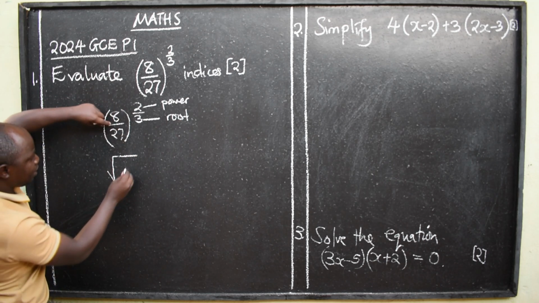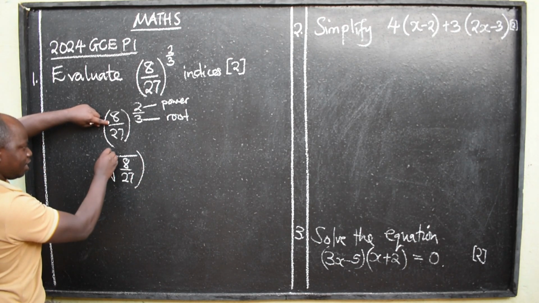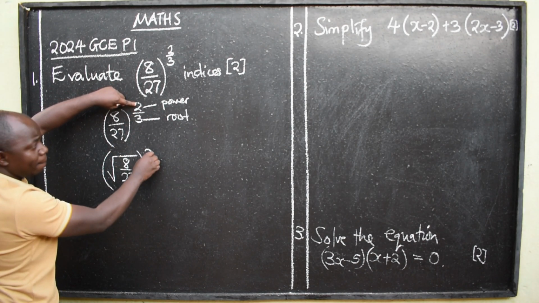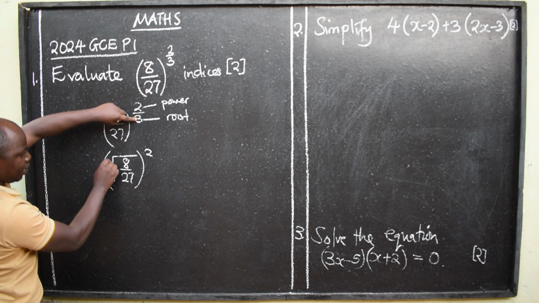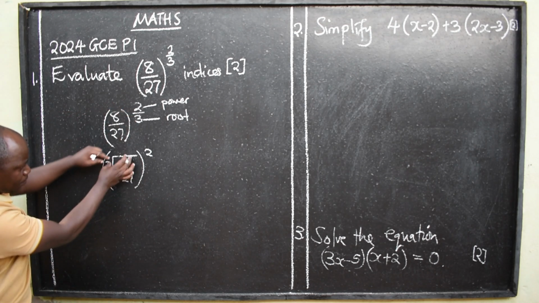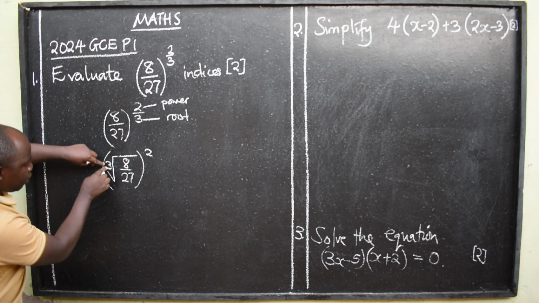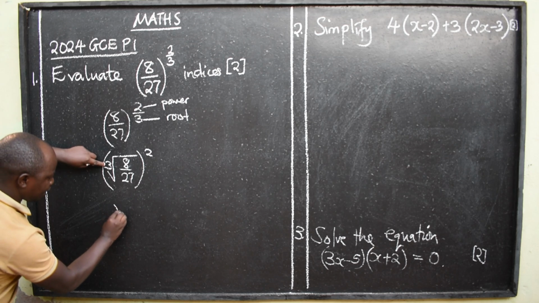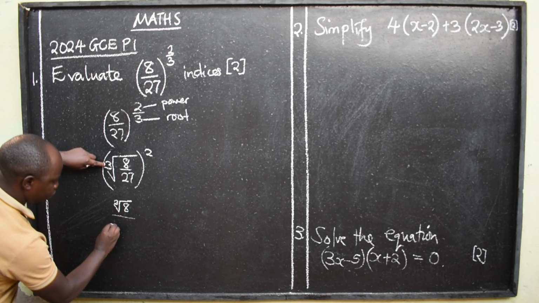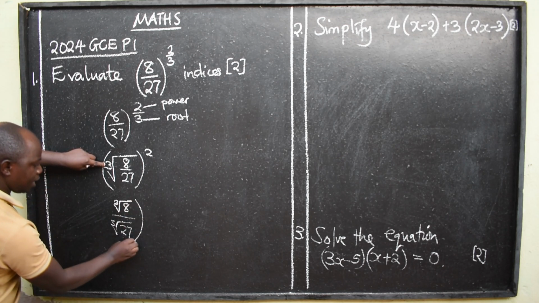Inside you write 8 over 27. Put everything in brackets. What is the power? 2. Put the 2 here. The root is 3. Put it inside here. That is the meaning. What next? You will separate what you have inside here. Since it is a fraction, separate them. How? Cube root of 8 over cube root of 27, like this. Then put everything in brackets.